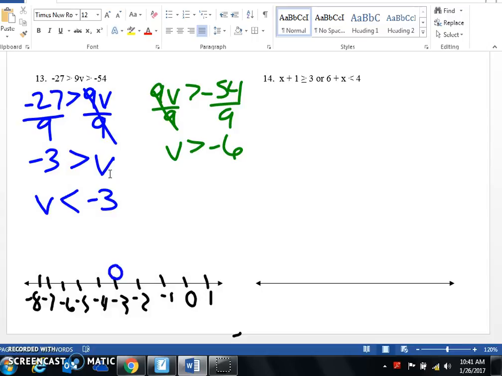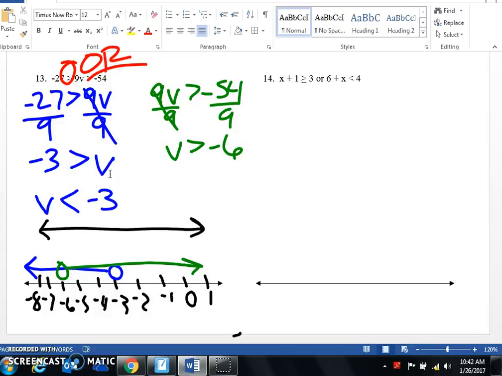All right, -3, open, going to the left. -6, open, going to the right. And now we go back and we see, okay, what are they asking us? This is a gray tor, right? Gray tor. So this is an or, which means either or is true. And since they're both going both ways, my solution is all real numbers. So I would shade in that entire line.